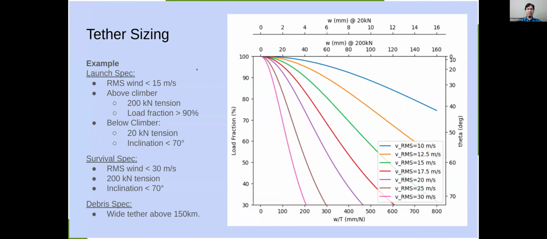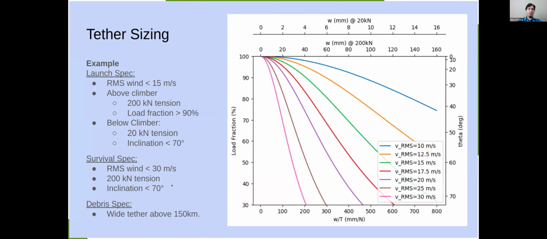So if you want to design a space elevator, start by giving yourself a spec. So I say I want to launch when the wind is less than 15 meters per second. That's about 90th percentile, so we could probably build a business around that. Above the climber, I want to have a 90% load fraction. Below the climber, I want inclination less than 70 degrees.